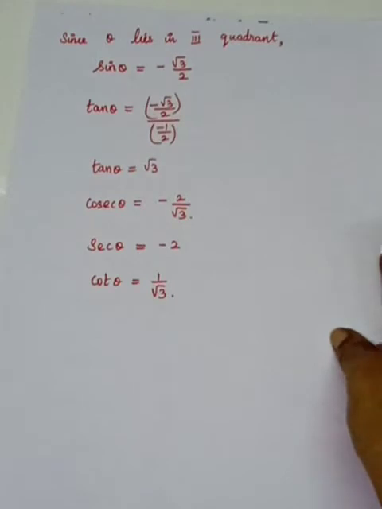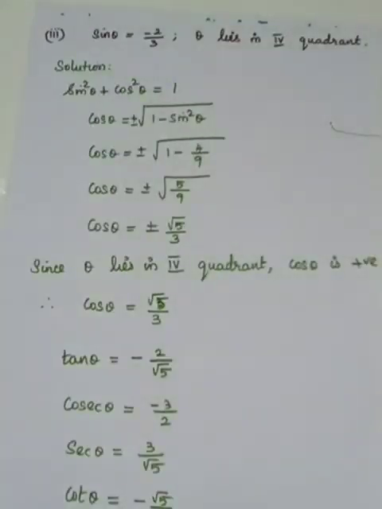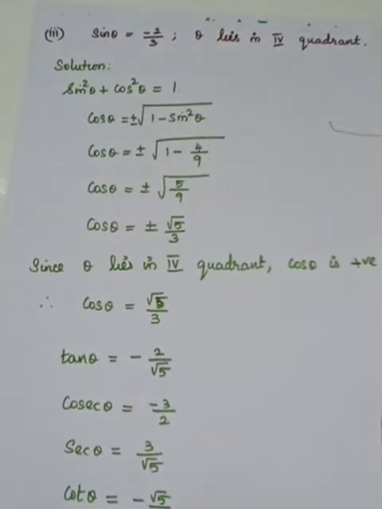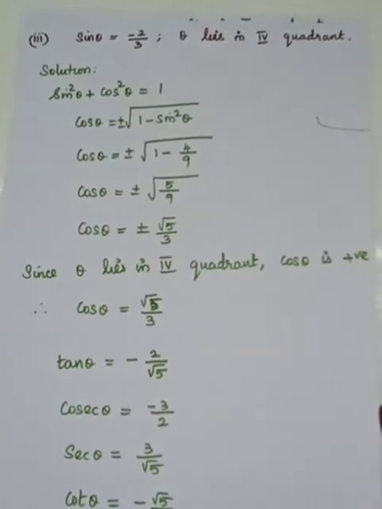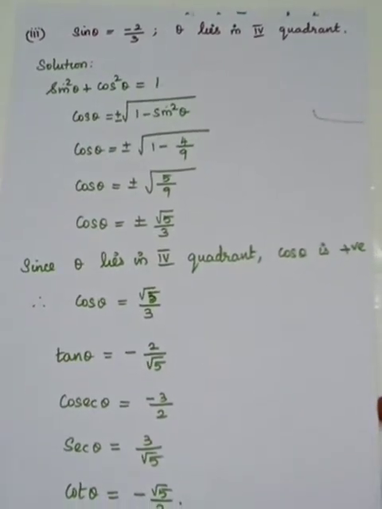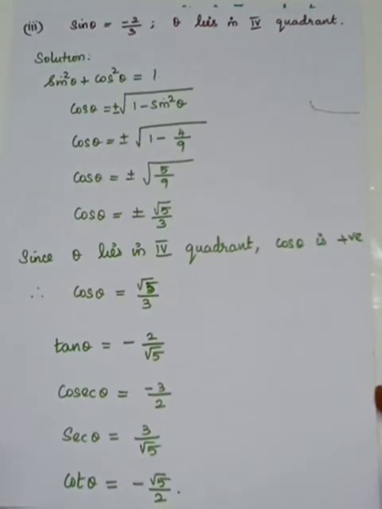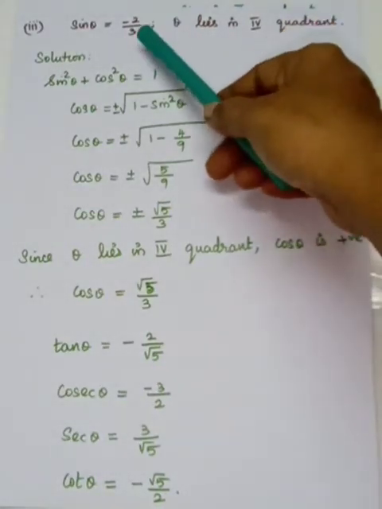Okay, coming to the second subdivision. Second subdivision you have to complete as homework. You come to the third subdivision. Sin theta is equal to minus 2 by 3, and theta lies in the fourth quadrant. You see the rule ASTC. C in the fourth quadrant means cos theta and secant theta are positive. So sin theta is equal to minus 2 by 3.